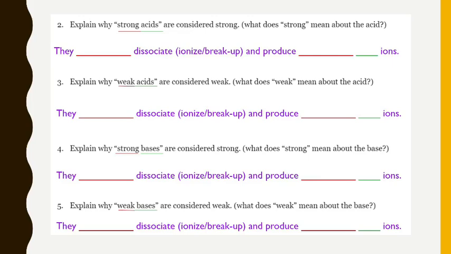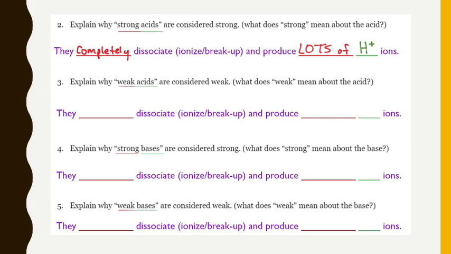So I'm going to help you out with number 2, because we have a strong acid here. And if something is strong, hopefully the word that you think of is that they completely dissociate, they're completely breaking apart, they're completely ionizing. These are all just different words for dissociate that you should be familiar with. You can just write one if you'd like. And because they're breaking up completely, they're going to be producing lots of ions. And specifically, because this is an acid that's breaking up here, it's going to be lots of H plus ions.